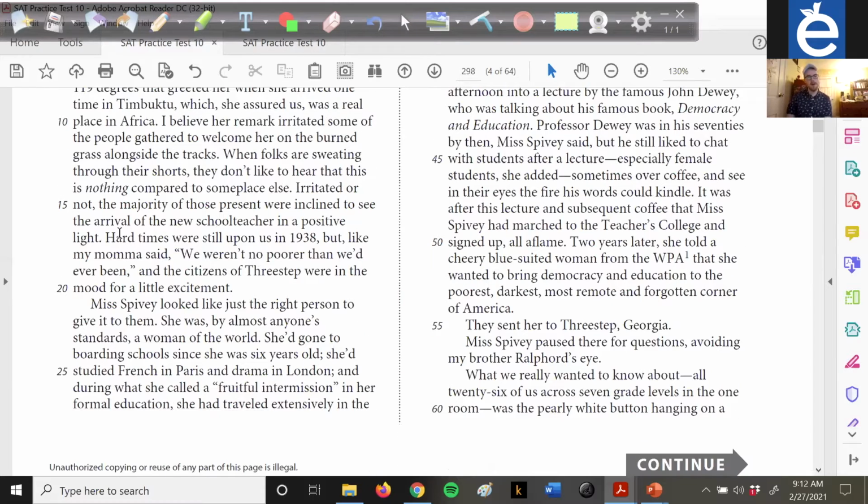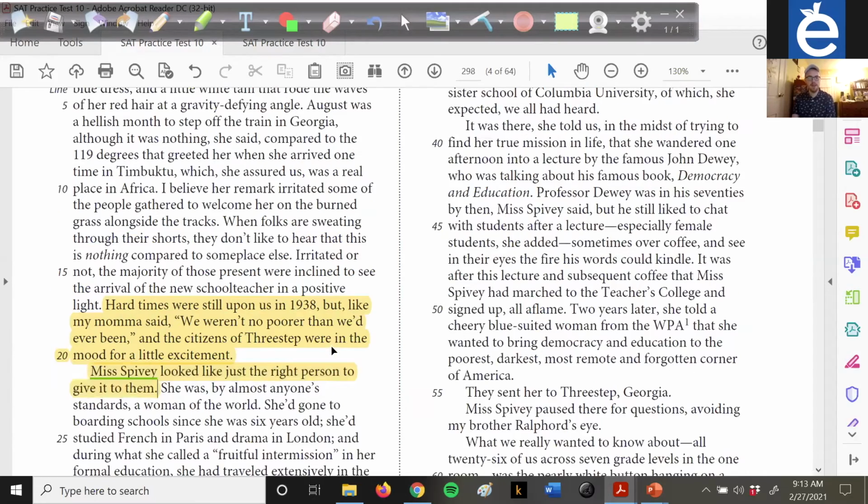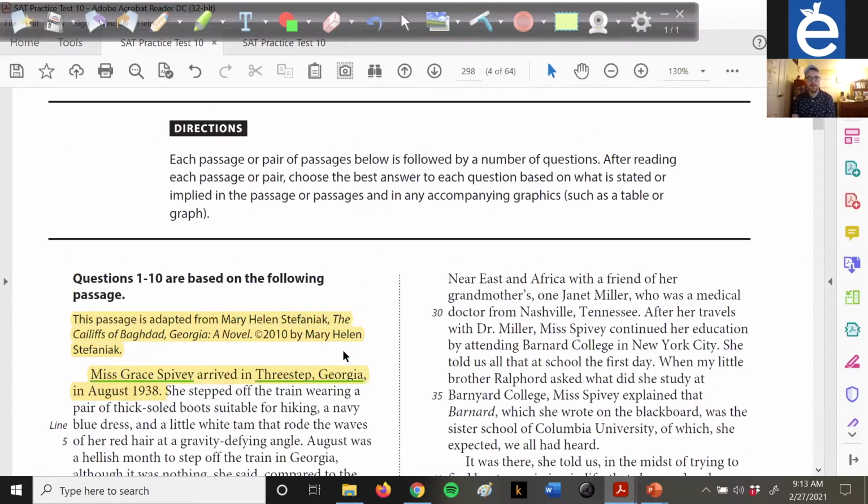Hard times were still upon us in 1938, but like my mama said, we weren't no poorer than we'd ever been, and the citizens of Three-Step were in the mood for a little excitement. Miss Spivey... and again, I like to underline or circle a character's name, just so I can keep track of who's saying what. Miss Spivey looked like just the right person to give it to them, it being excitement. Okay, and then we get into some more description of Miss Spivey that may be important later, but it's not important to us now.